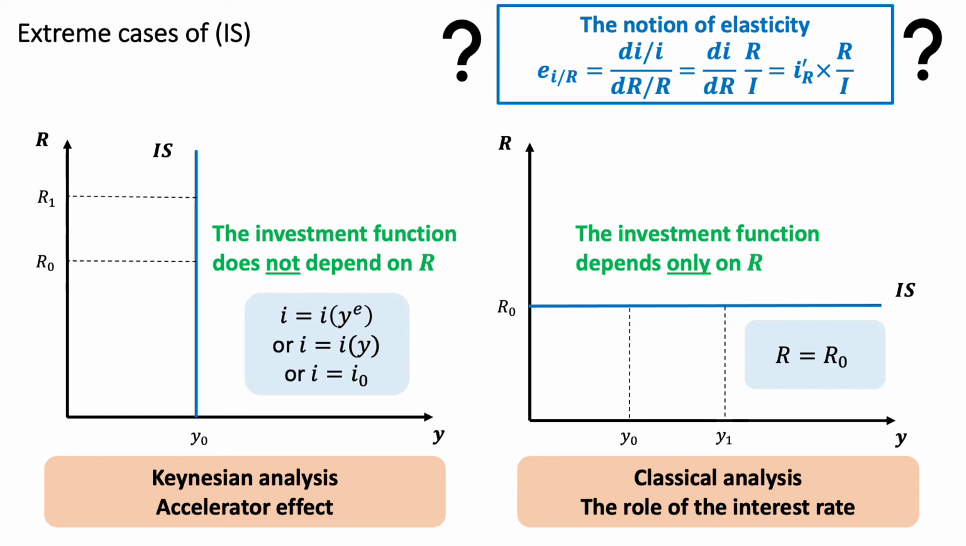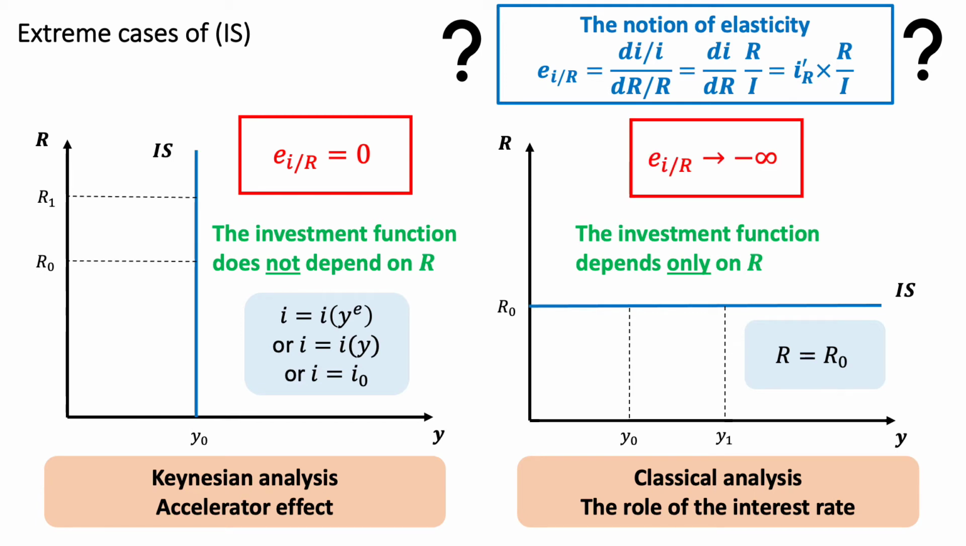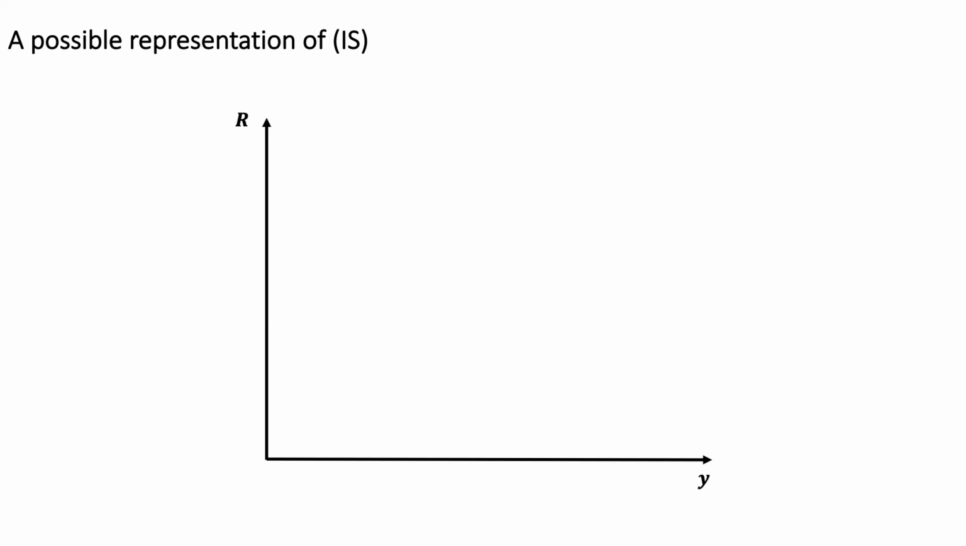When we are in the case with IS vertical, the elasticity is equal to 0. On the other hand, when IS is horizontal, the elasticity tends to infinity. Overall, the characteristics of IS are determined by the investment function. And the characteristics of the investment function can lead to three different cases possible, depending on the elasticity of investment to the interest rate.